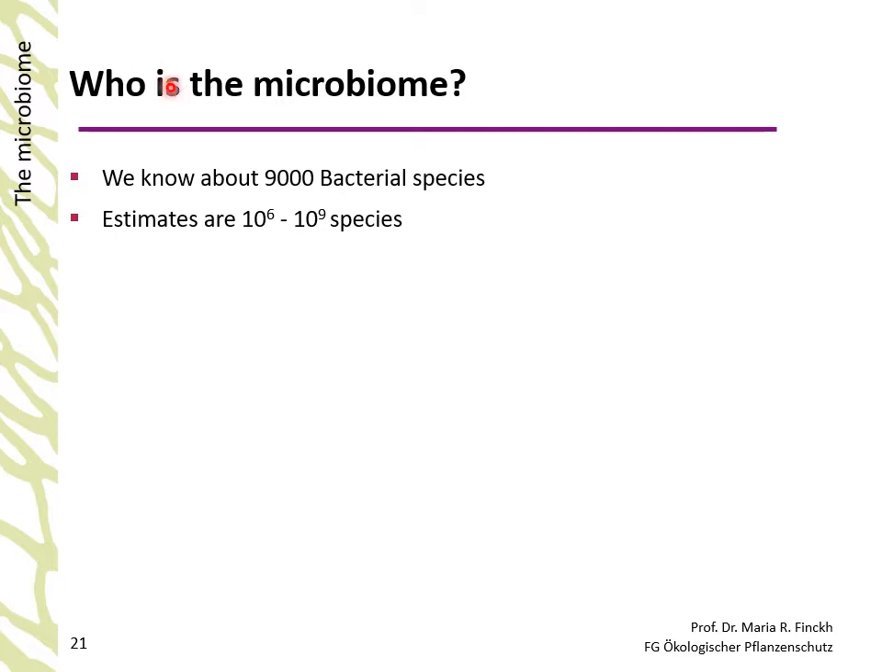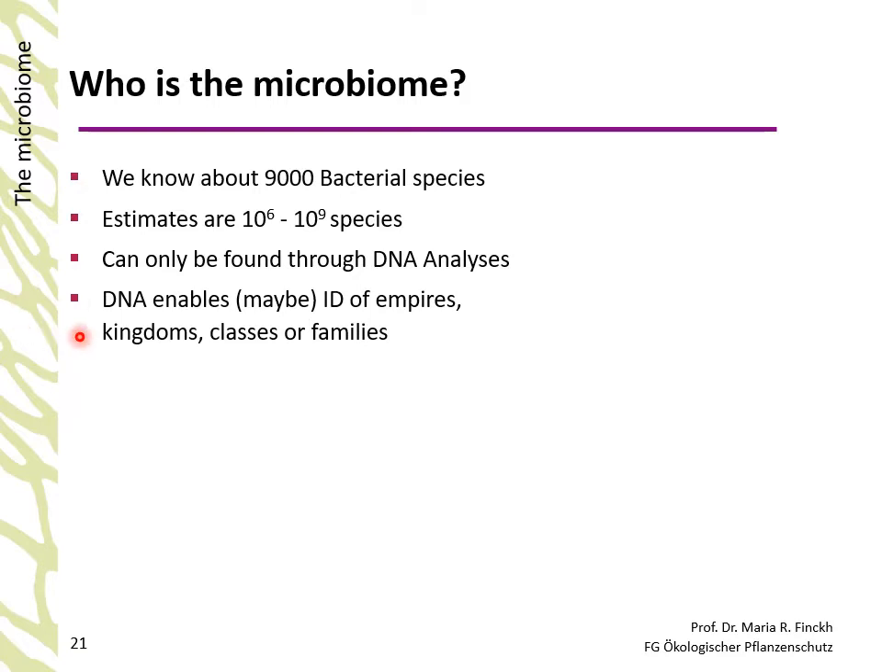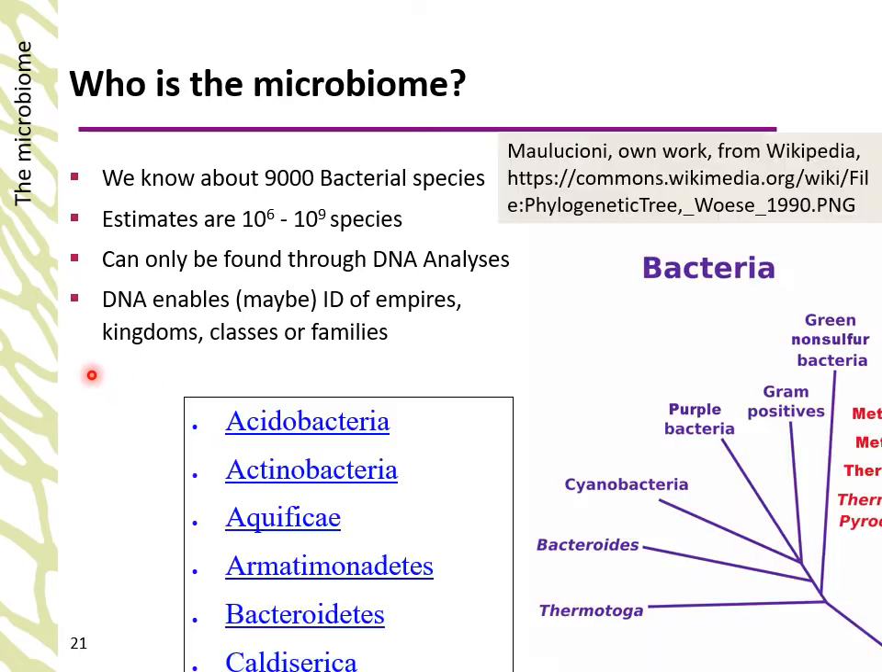So instead of 9,000, 10 billion. Most of the bacteria can only be found through DNA analysis because we cannot culture them in the laboratory. The few we see in the laboratory are very, very few of the whole bacteria. The DNA usually enables the idea of empires, kingdoms, classes, or families. In some rare cases, we can also identify species, but those are very few.